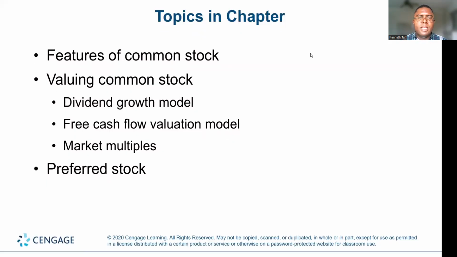In this chapter, we'll consider the features of common stock. We'll see how we value common stock, how we use different models to value common stock. The two models that we are going to cover in this chapter are the dividend growth model, where we use the dividend in valuing the stock, and the free cash flow valuation model, where we use free cash flow in valuing the stock or in valuing a company. We are also going to learn how we can value preferred stock.